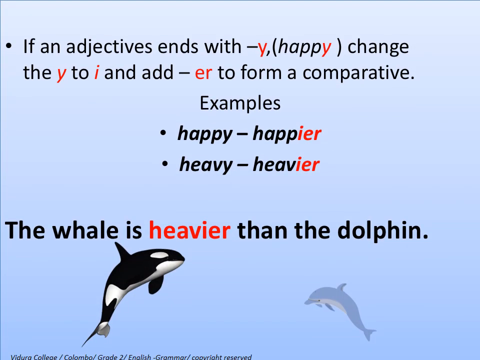If an adjective ends with y, for example, happy, change the y to i and add er to form a comparative adjective. Now look at those examples. Happy, happier. Heavy, heavier. Now let's make a sentence. The whale is heavier than the dolphin.